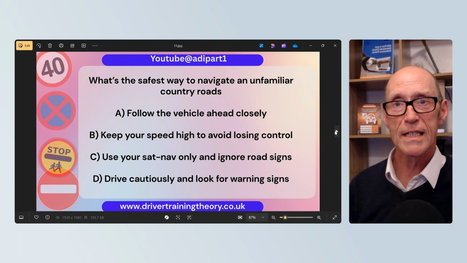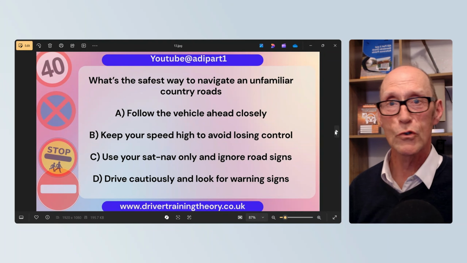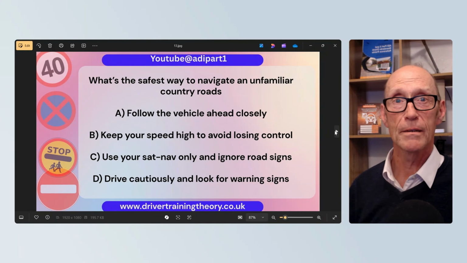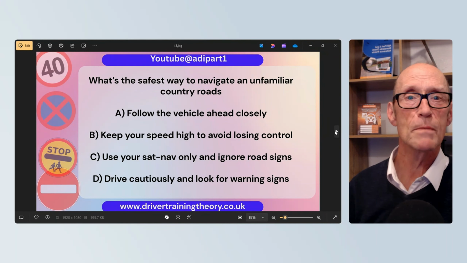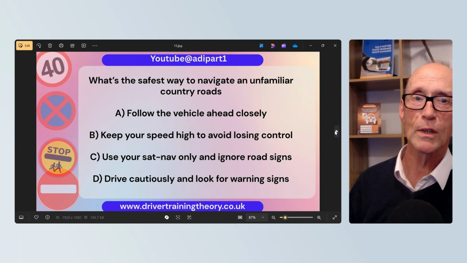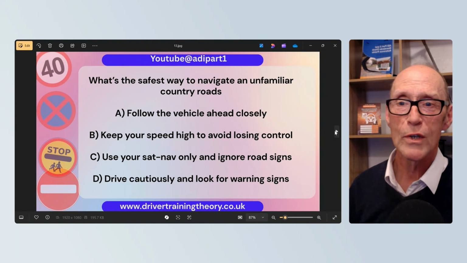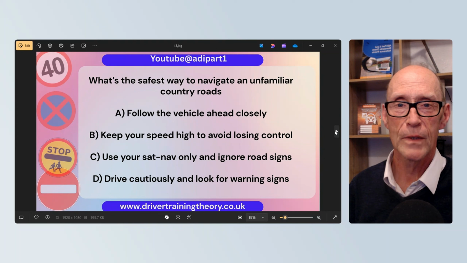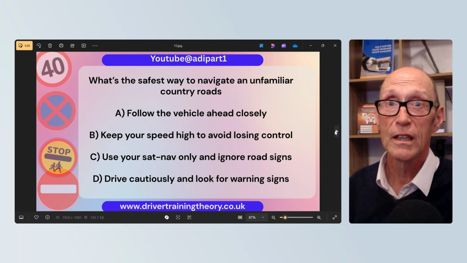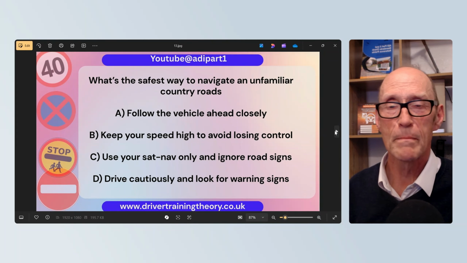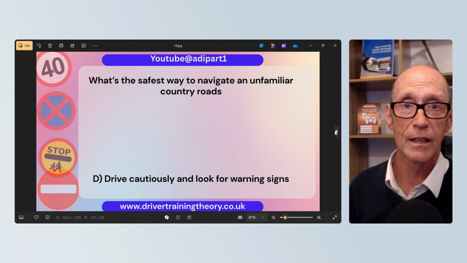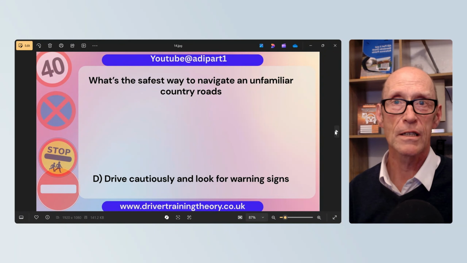What's the safest way to navigate an unfamiliar country road? Is it to follow the vehicle ahead closely? Is it to keep your speed high to avoid losing control? Is it to use your sat-nav only and ignore the road signs? Or is it to drive cautiously and look for warning signs? Well, we know just as drivers, if it's an unfamiliar country road and we're not sure of it, we're going to drive cautiously and look for warning signs.